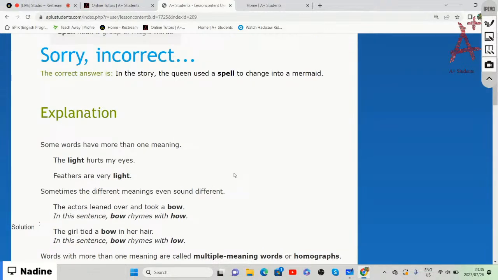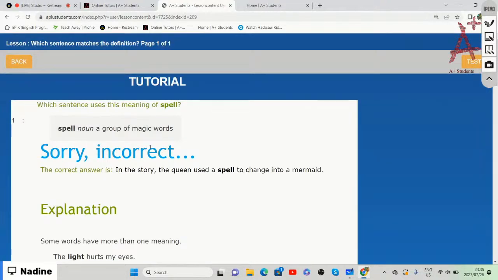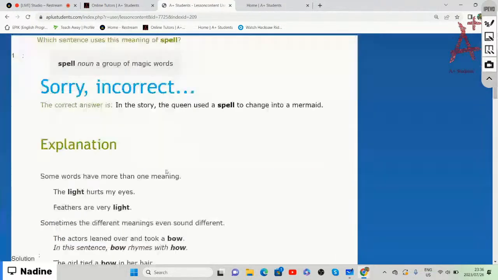All right, so now we are going to match the sentence with the correct definition, right? Which sentence uses the meaning of spell? Spell is a group of magic words. So the definition of spell is a group of magic words, right? In the story, the queen uses a spell to change into a mermaid, right? So that is basically the definition of that sentence.